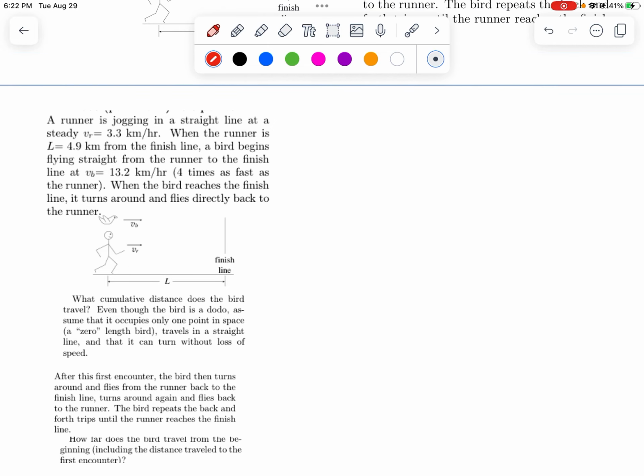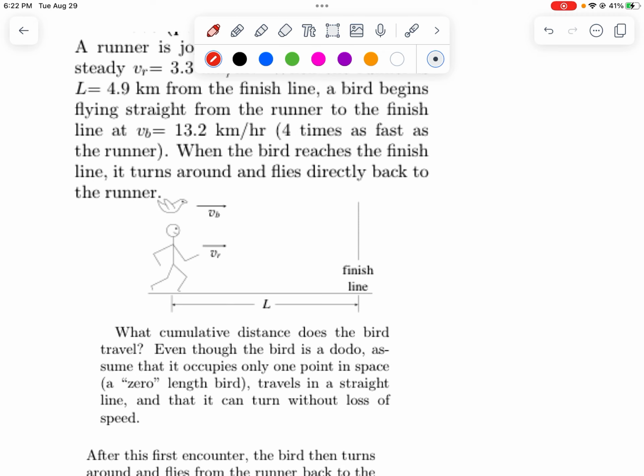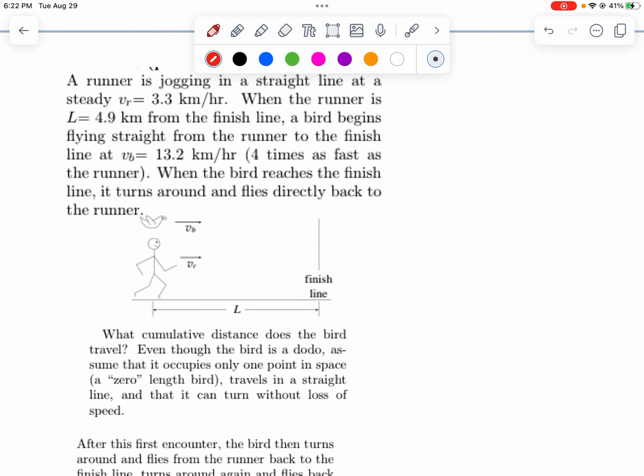Okay, so what's happening is that there's a bird and there's a person. So the bird and the person are going to start at some distance away from the finish line. For me, it's 4.9 kilometers. For y'all, it's probably going to be different. So then the bird and the person go. So the bird goes and the person goes. I'll do the person like blue.